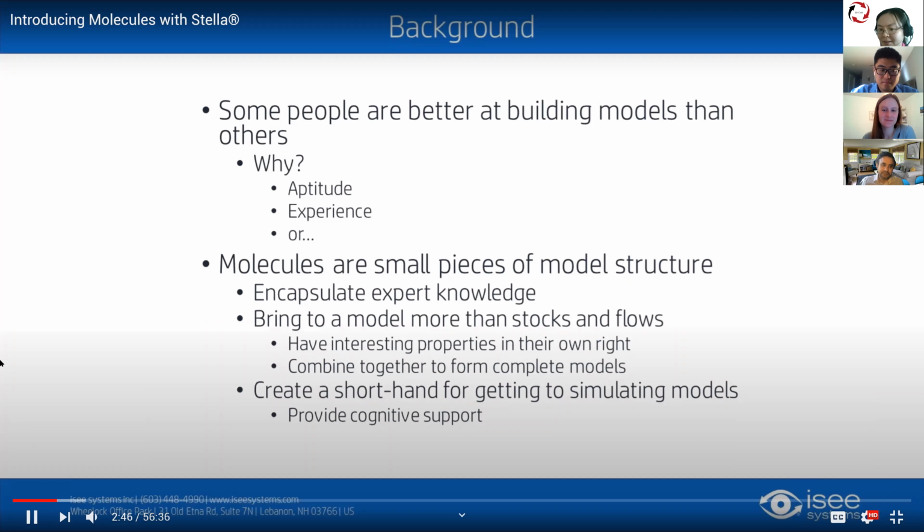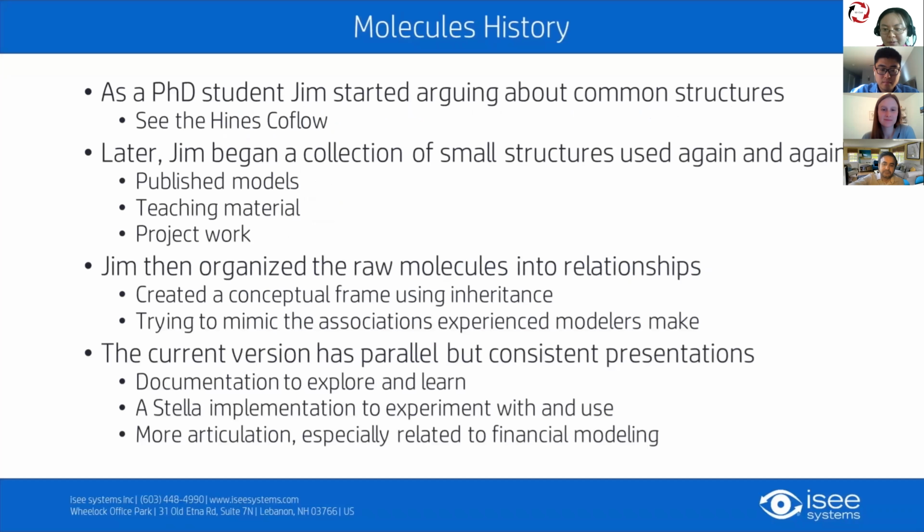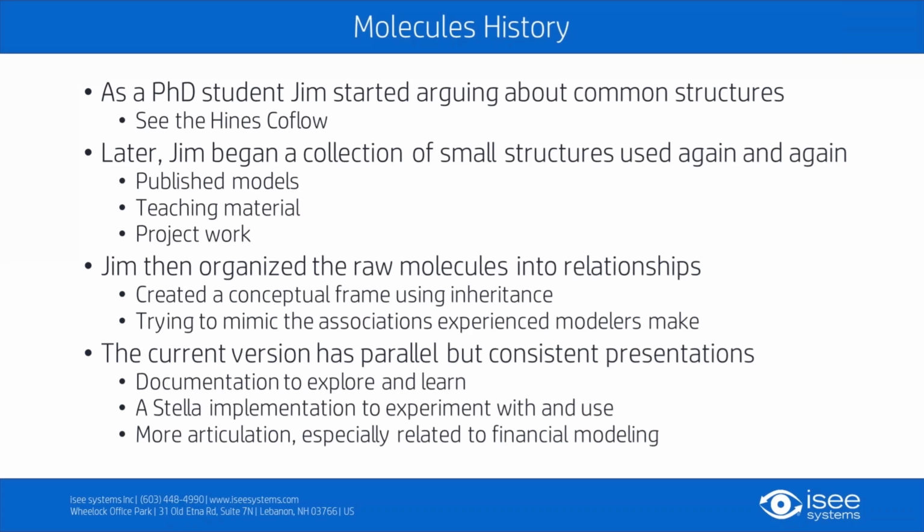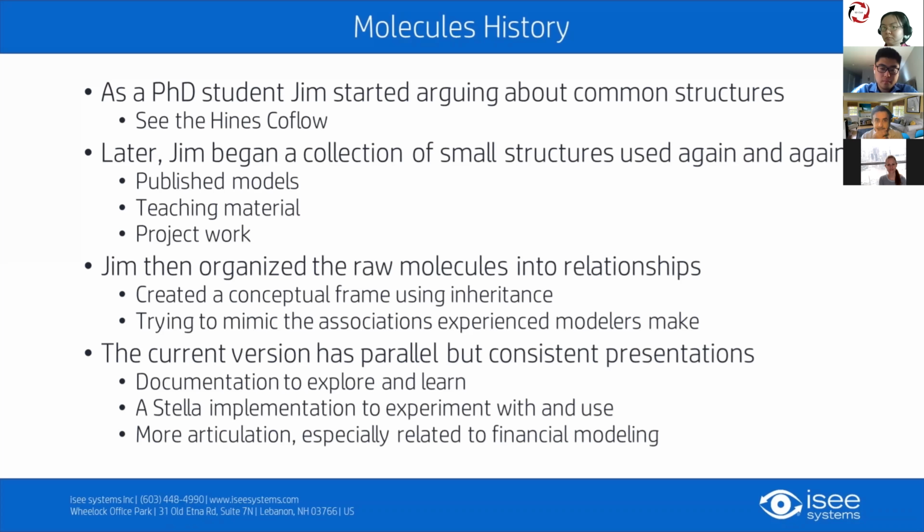And what the components of it are. So molecules have a long history. Actually, as a PhD student, Jim started arguing about common structures. And you'll see in the molecules something called the Hines coflow, because Jim said this is a different way of presenting something that's commonly used that will be much more informative to people. And he took that interest in pieces of structure to the next step and said, maybe I can collect small structures that are used again and again by different people in publishing, in building models, and make use of those, make them available to others. So the sources of those small structures include published models, teaching material, and project work that's been done by Jim and his colleagues over the years.